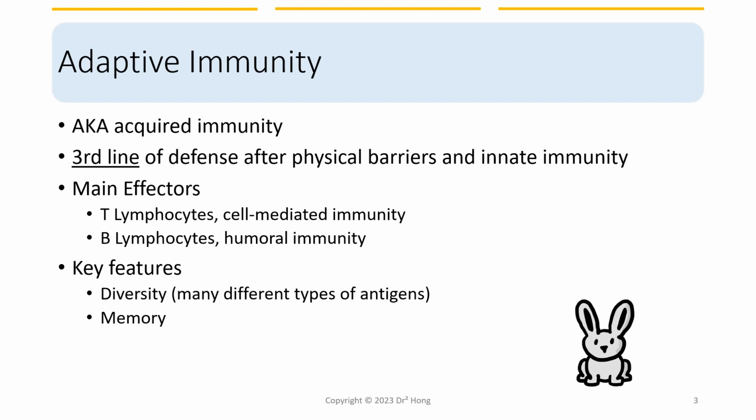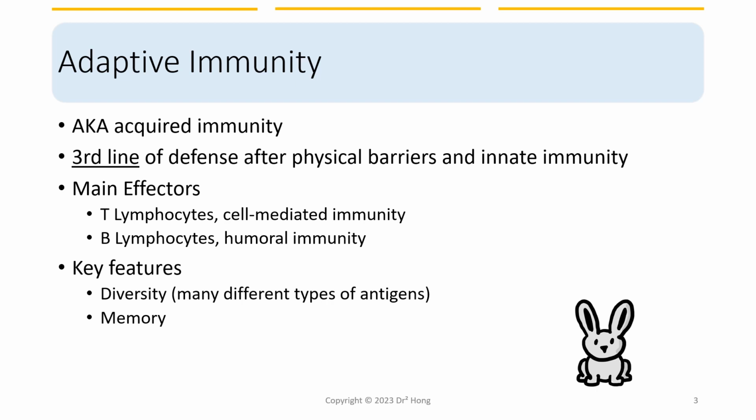This type of immunity is considered our third line of defense after physical barriers and innate immunity. There are several effector cells, just like our innate immunity, but here we have B cells and T cells, or T lymphocytes and B lymphocytes to be precise. T lymphocytes, in one word to summarize, mediate cell-mediated immunity, and B cells are responsible for humoral immunity that is based on antibodies.